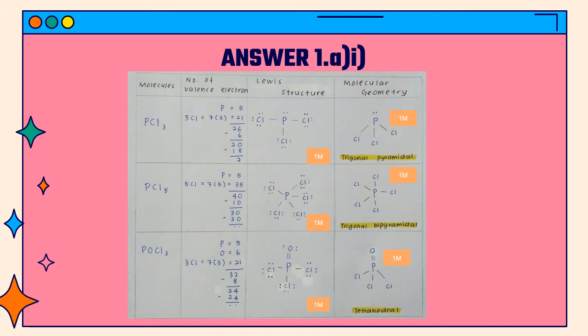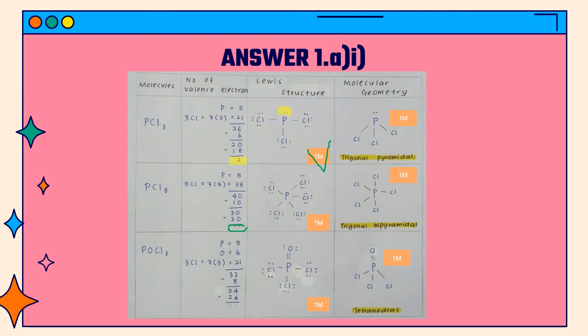As you can see, after we calculate the number of valence electrons, PCl3 has a lone pair of 1. So that is known as a lone pair. After you have done the calculation and drawing, you get 1 mark. Okay, for PCl5 it doesn't have any lone pair.